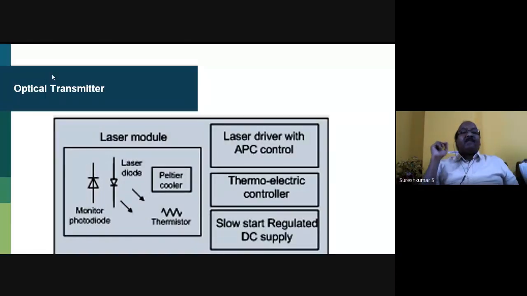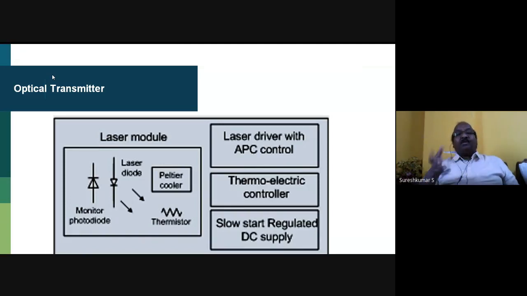Okay, an optical transmitter, if you see, contains a laser module. The laser module is not just a laser. It is a laser built in with a monitoring photodiode, which taps a part of the laser light and is used for APC control, automatically adjusting the laser power. And then you have a thermistor to monitor the temperature of the laser, and you have a Peltier cooler to cool the laser module. All those things put in a module, which for an analog transmitter costs around $800 to $1,000 now. Okay, a DFB laser with all these features.